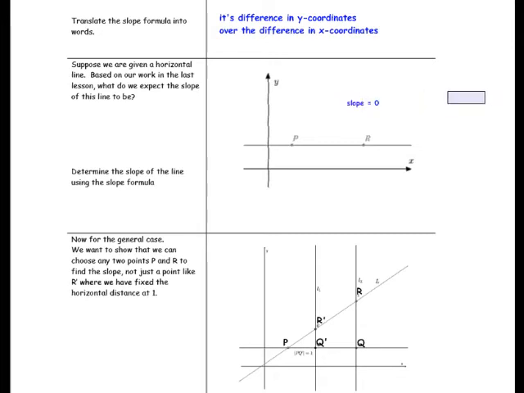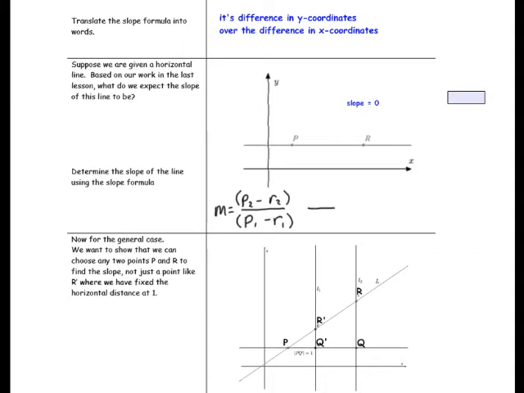Determine the slope of a line using the slope formula. Okay, so our slope formula, again, let's write it down. M is equal to P sub 2 minus R sub 2. That's going to give us our vertical difference, the difference in the y values. And the run is the difference in the horizontal values, P sub 1 minus R sub 1. Remember, those are the x values.